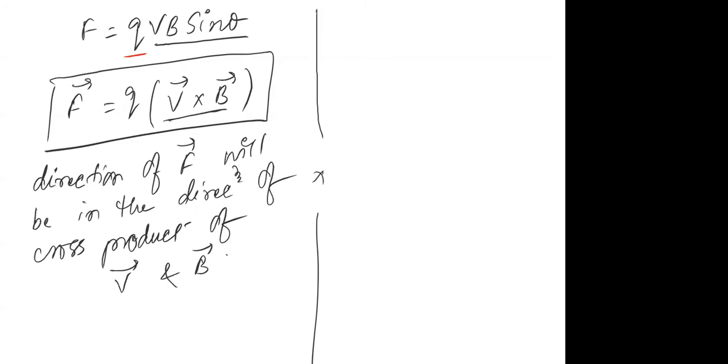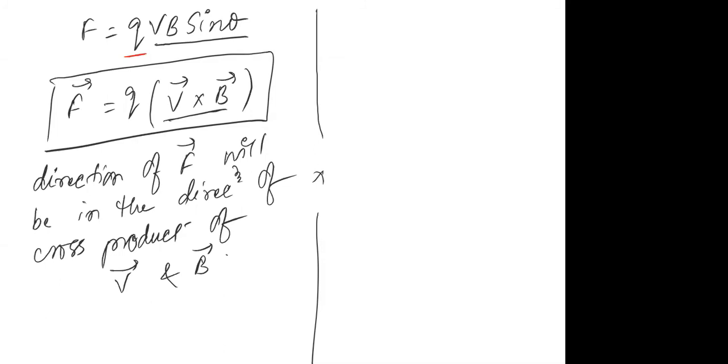I'm talking about the cross product of velocity and magnetic field. The direction of the cross product of velocity and magnetic field will be the direction of force also. For example, if the direction of V cross B is along the x-axis, the direction of force will also be along the x-axis. If the cross product is along the y-axis, the direction of force will also be along the y-axis. First point.